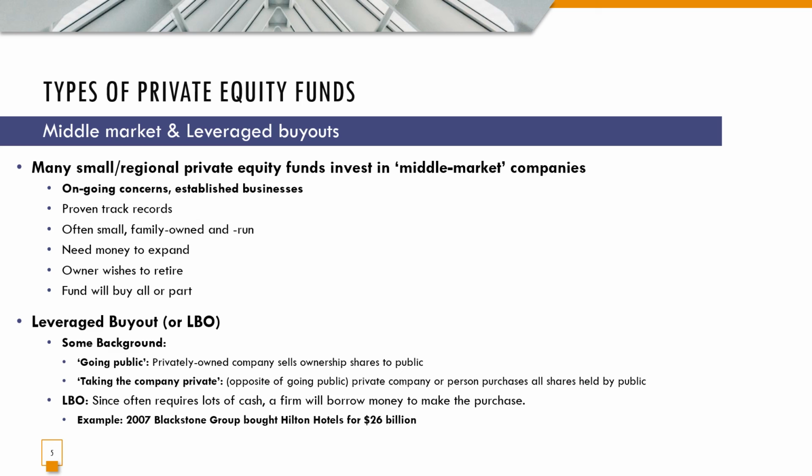to make the purchase. And back in the early 2000s, there was kind of a run of leveraged buyouts. One of the famous ones is in 2007, the Blackstone Group bought Hilton Hotels for $26 billion. And of course, they borrowed money to do that.